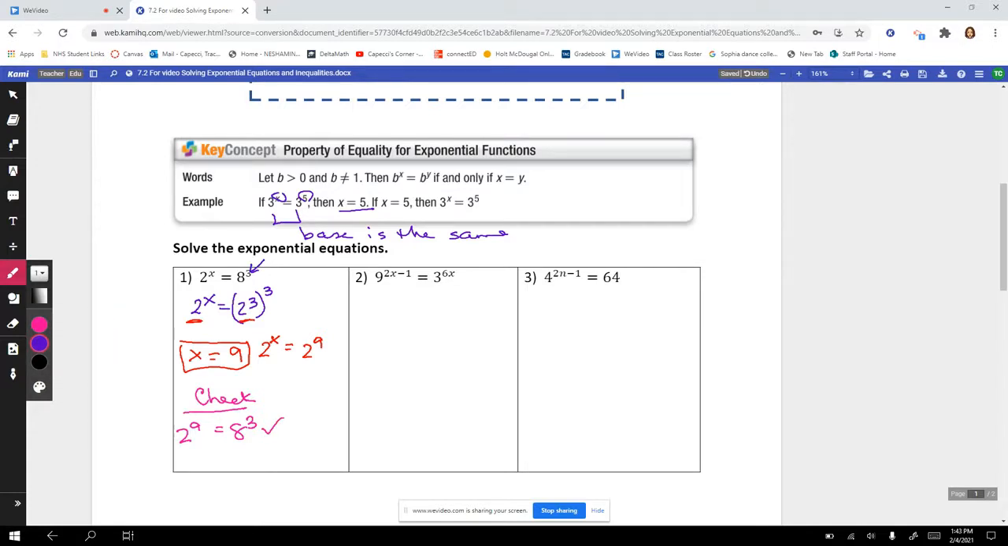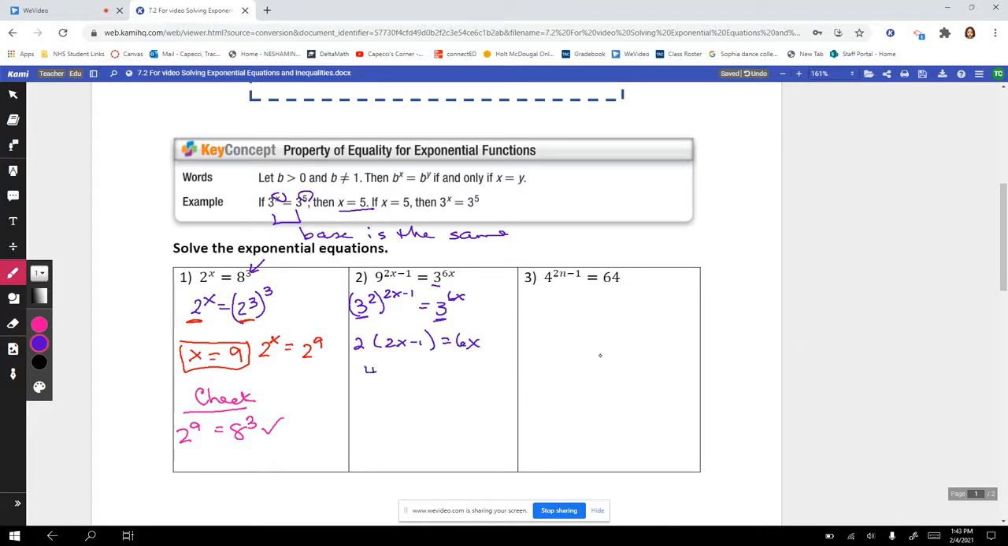My goal here is to get the same base again, and I want it to be to the 3rd power. So I can take 3 to the 2nd, right? I have a 3 over here. I know that gives me 9. And I'm going to raise that to the 2x minus 1, which is equal to 3 to the 6x power. Now my bases are the same. So I'm going to get 2 times 2x minus 1 is equal to 6x.